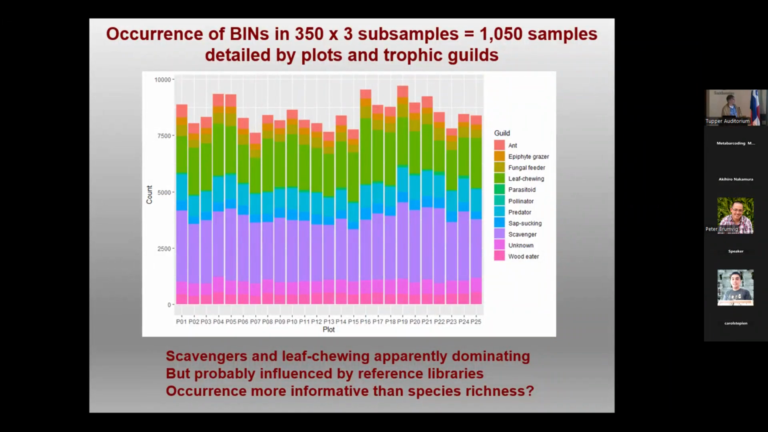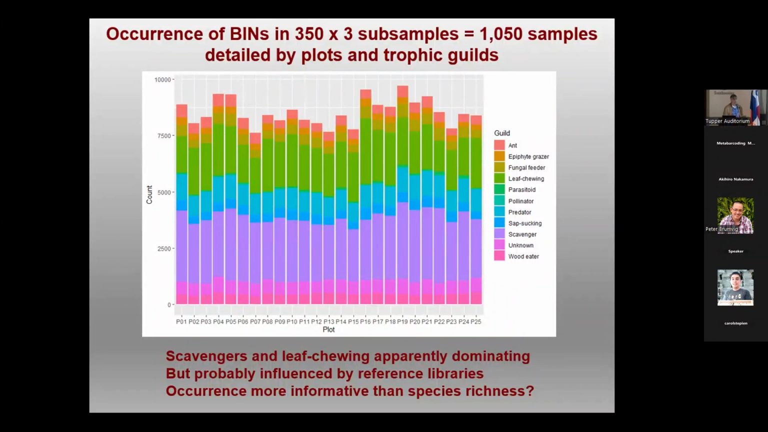It's slightly different. I very quickly assigned each of those 10,000 bins to different feeding guilds. For example, the leaf chewing, in green here, are pretty well represented. The scavenging fauna, that's the fauna which is associated with the dead wood, with the litter, with decaying matter, and so on. And especially the scavenging fauna and the leaf chewing insects are basically the dominant feeding guilds.